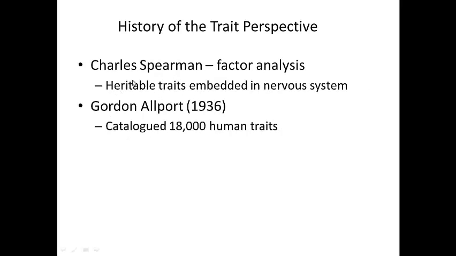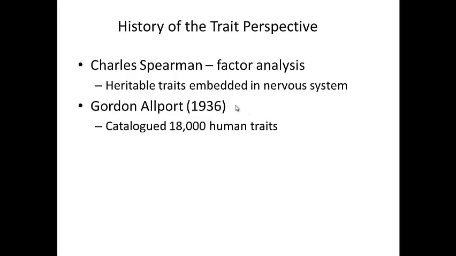A more recent individual who studied traits was Charles Spearman. Now remember from the study of intelligence how Spearman was involved in identifying factors within intelligence that are important. So he did a similar thing for personality. He employed a technique known as factor analysis. So what are the factors that in different individuals appear to be most important in personality development? He focused on this idea of heritable traits that are passed on from generation to generation, that might be embedded into the nervous system, that might create different aspects of the nervous system.